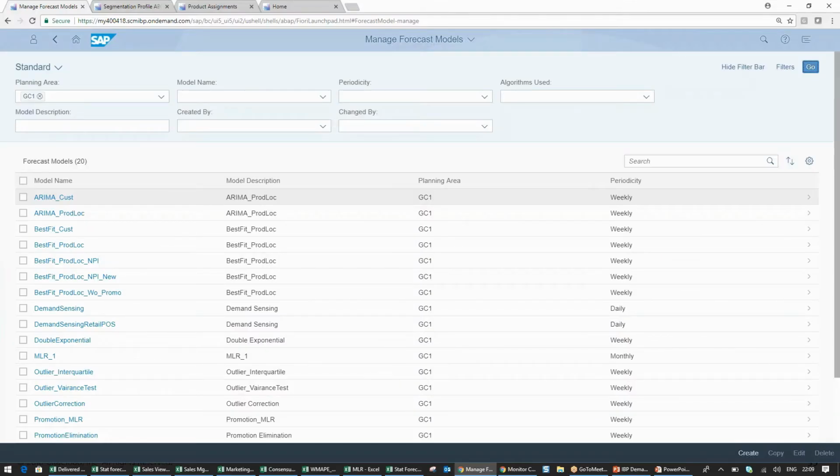Now that you have understood how IBP can flexibly segment the product location level planning objects so that you can do differentiated planning, let's turn our attention to the first planning process in demand forecasting or an S&OP process, which is stat forecasting. We have a managed forecast model app in IBP wherein you can create your forecast model.